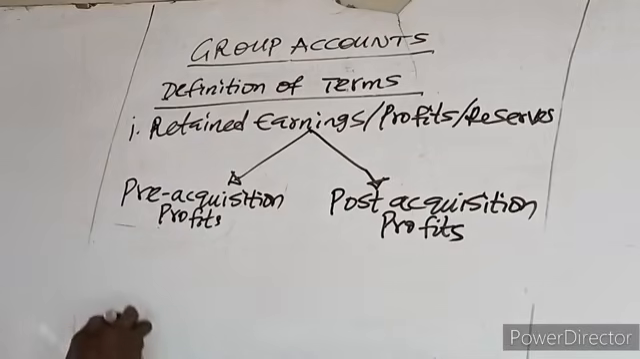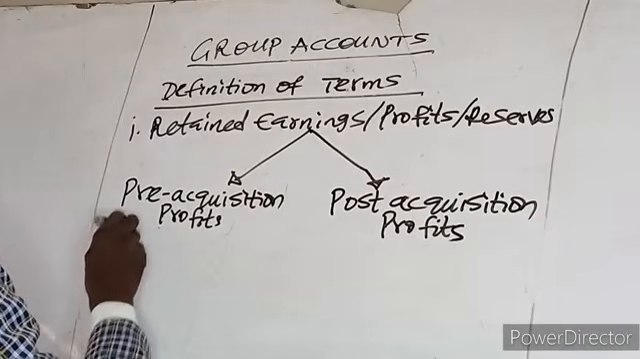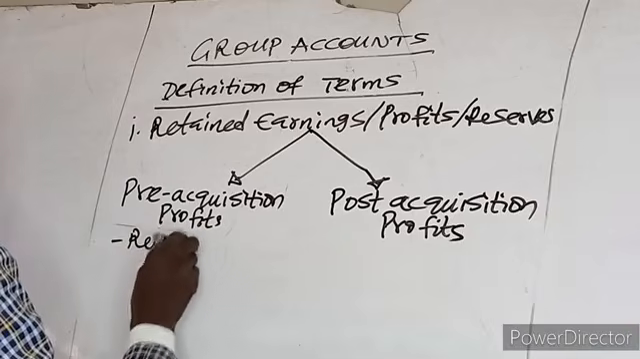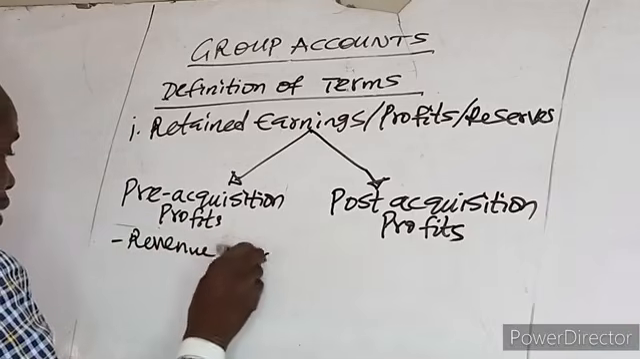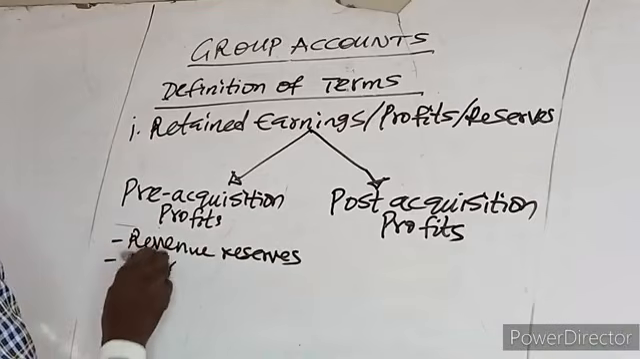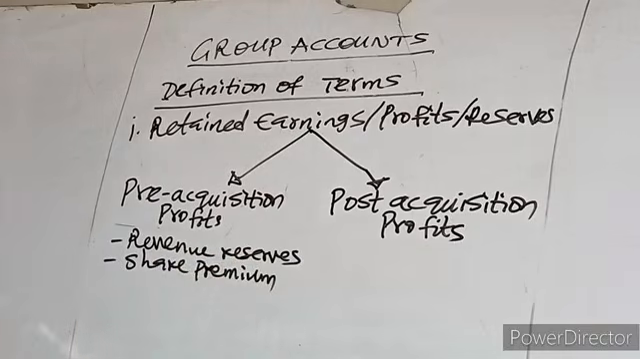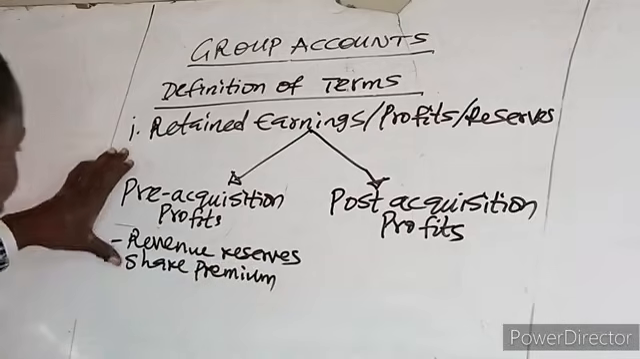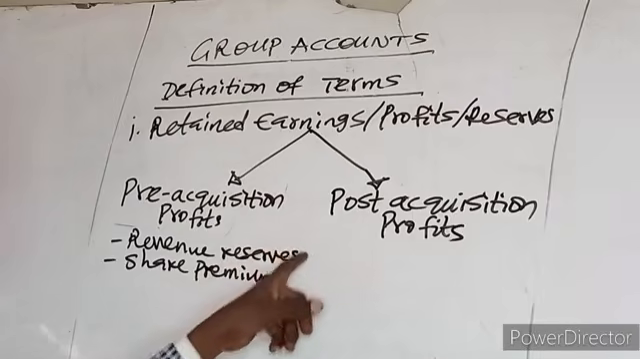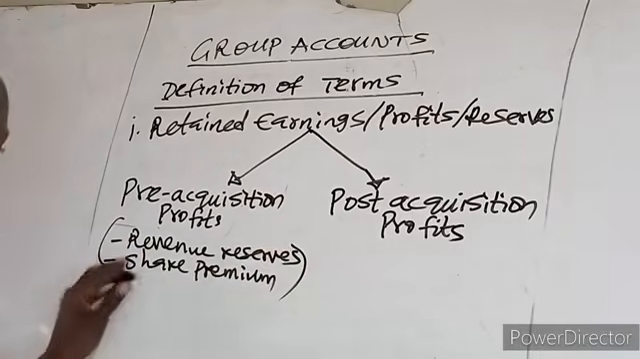Examples of pre-acquisition reserves include profit, which is revenue reserves. You can also have a share premium as at the date of acquisition. So all these reserves should be included in the calculation of goodwill, at least they should be included in the cost of control.